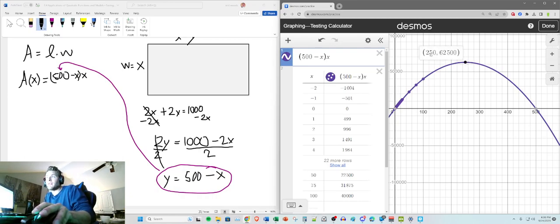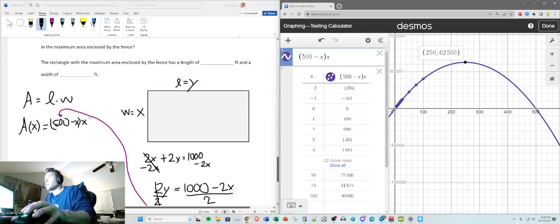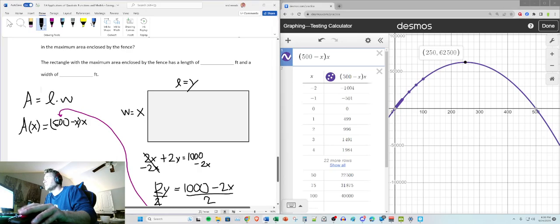But this is what we're after here, right? The vertex. And this vertex here is when 250 is the length, but also 250 would be the width as well, because think about it: 250, 250, 250, and 250. That's 1000. So this is a perfect square. So the maximum area enclosed by the fence has a length of 250 and a width of 250.